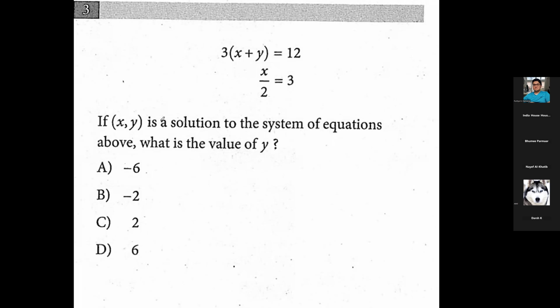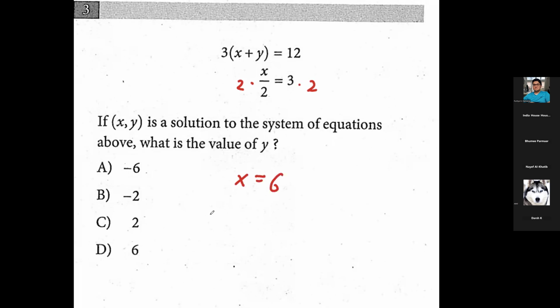Okay, so for question 3, we're given an equation and we're asked to find the value of y. Since they gave us this equation, which doesn't have a y value, we can just solve for x. So x over 2 equals 3. We multiply both sides by 2, and we get x equals 3 times 2, which is 6.